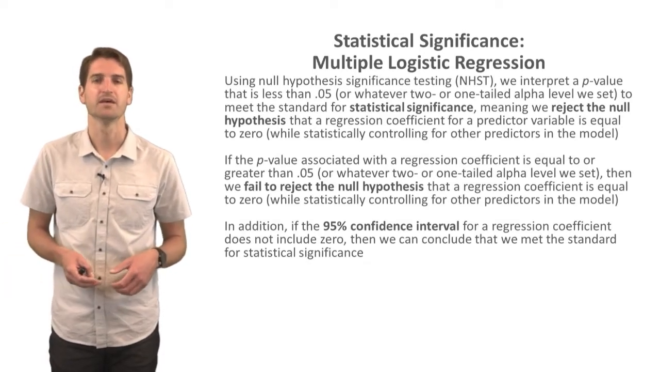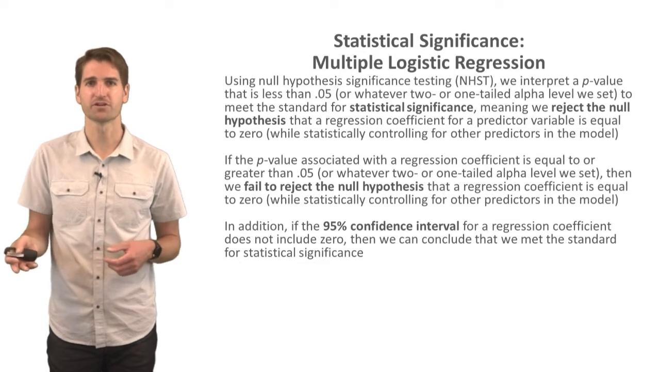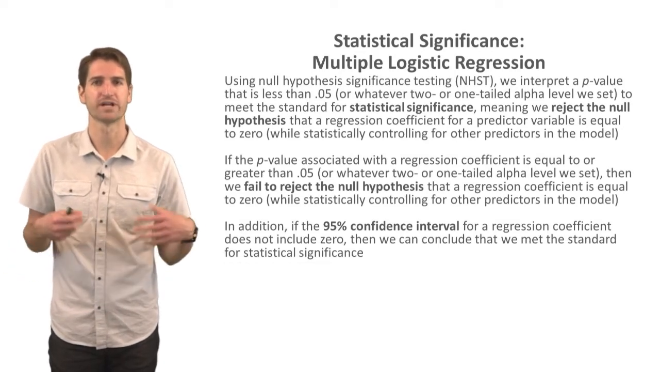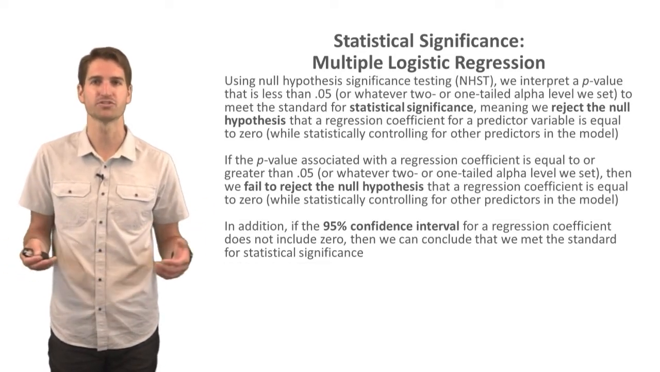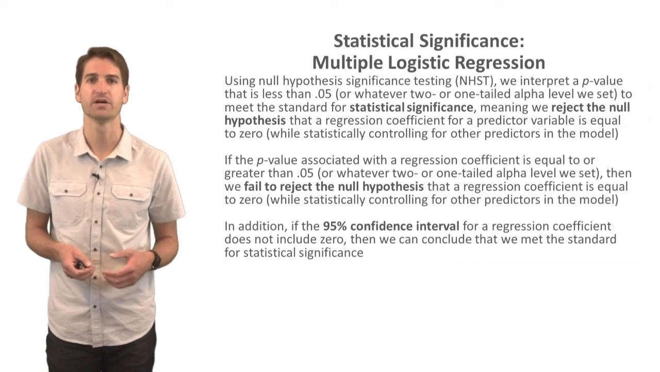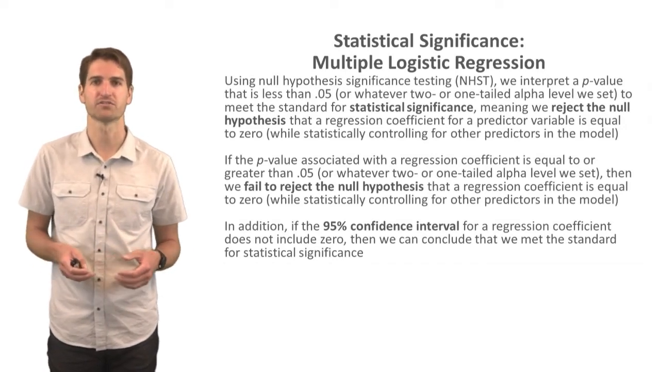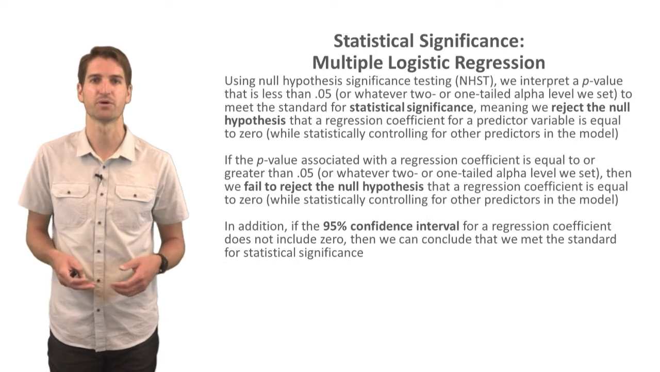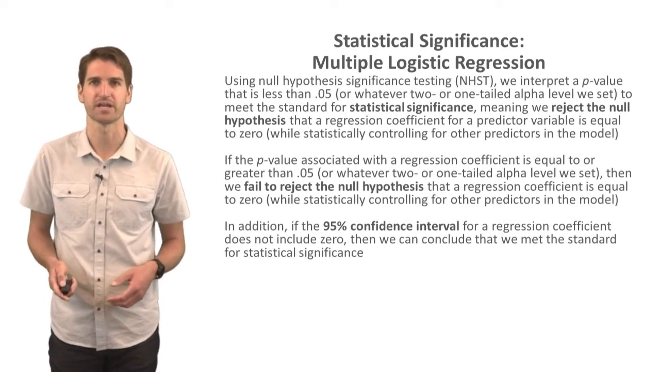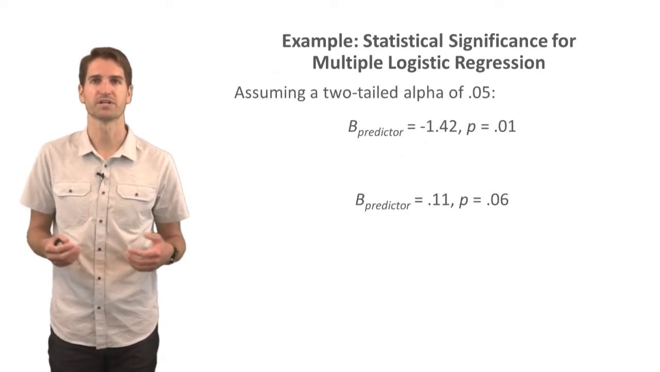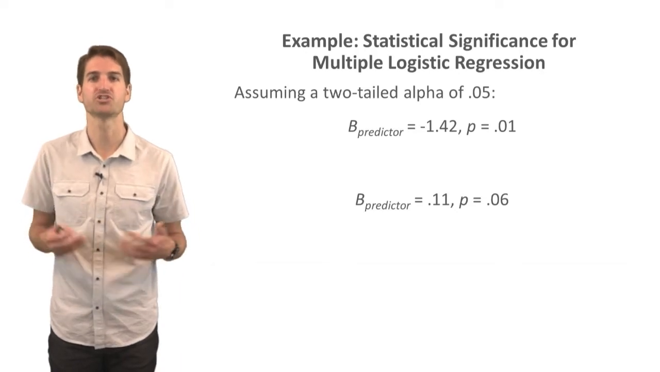Now, if we choose to use a confidence interval, again, the equivalent confidence interval for an alpha level of 0.05 that is two-tailed would be a 95% confidence interval. And so if that 95% confidence interval does not include 0, then we would conclude that we have met the standard for statistical significance. So let's walk through an example of statistical significance for a multiple logistic regression model.